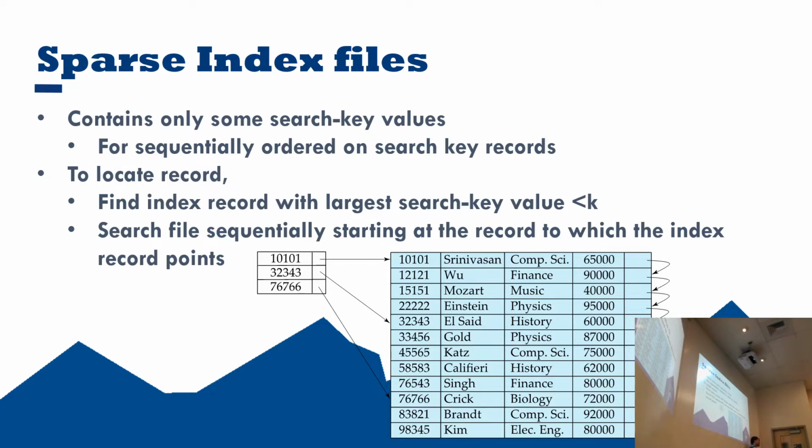So if you're wanting to find the record, here's all you have to do. You look at this, and you're going to go to the largest search key value that is less than what you're trying to find. And then you're just going to search it sequentially starting at the record. So if you're trying to find 1001, you're going to find the largest possible search key value. So you would go to 1000, or this is 10,101, isn't it? I apologize for that. So you would go here, and because it is starting sequentially, you would start right here. Now, if you were doing that, you would find it immediately, right?